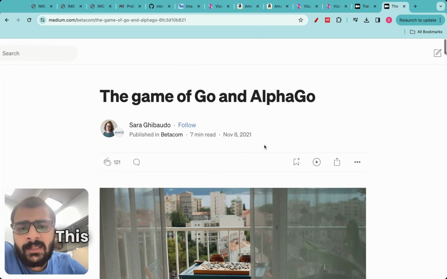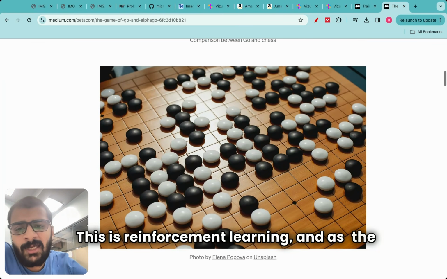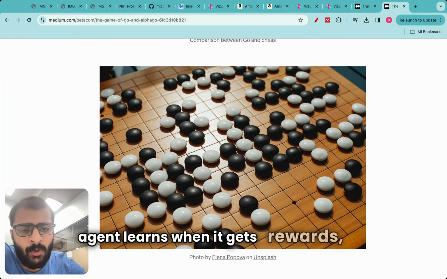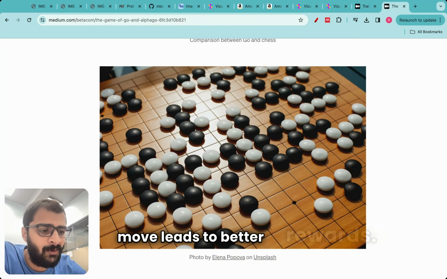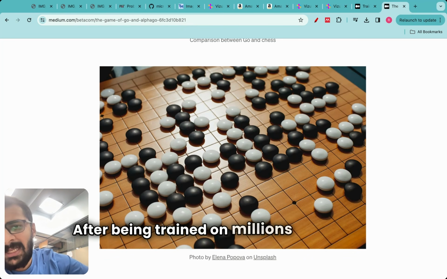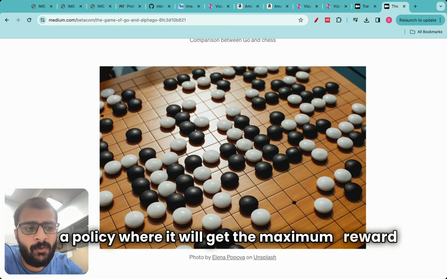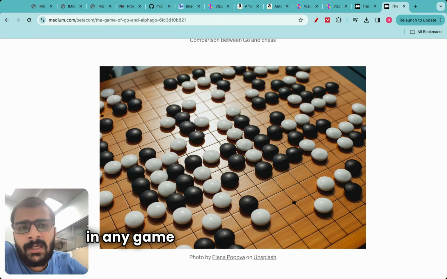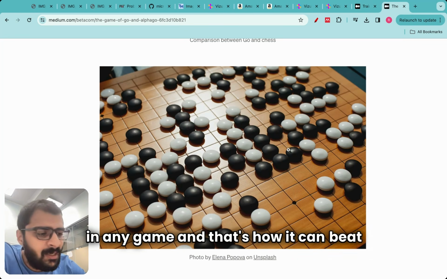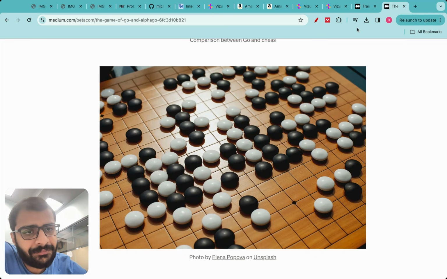In Go, this is reinforcement learning, and as the agent learns when it gets rewards, which move leads to better rewards, after being trained on millions of games, it develops a policy where it will get the maximum reward in any game, and that's how it can beat any Go player in the world.